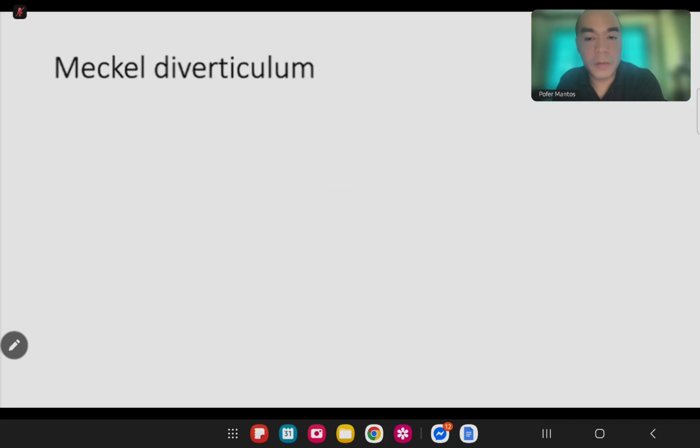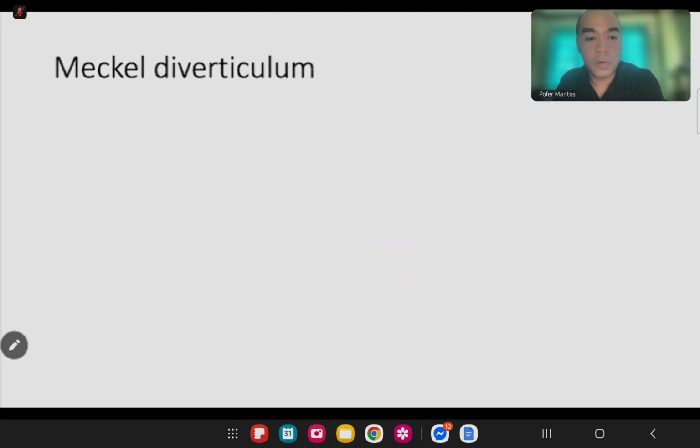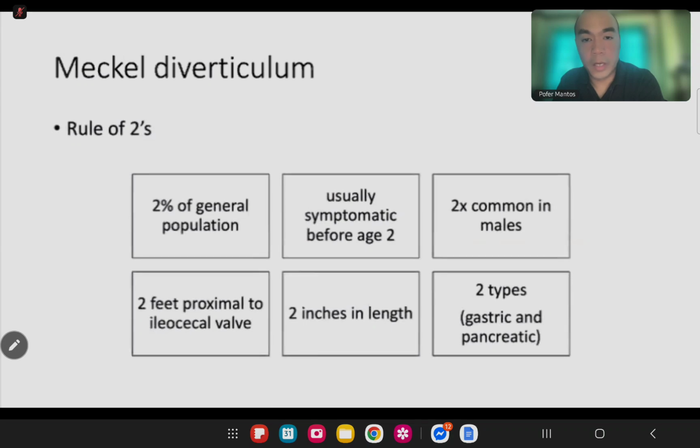Meckel diverticulum is the most common congenital anomaly of the GI tract, and is caused by the incomplete obliteration of the omphalomesenteric tract at the 7th week of gestation. So there's what we call the rule of twos, which can serve as a guide for us to suspect Meckel's diverticulum.